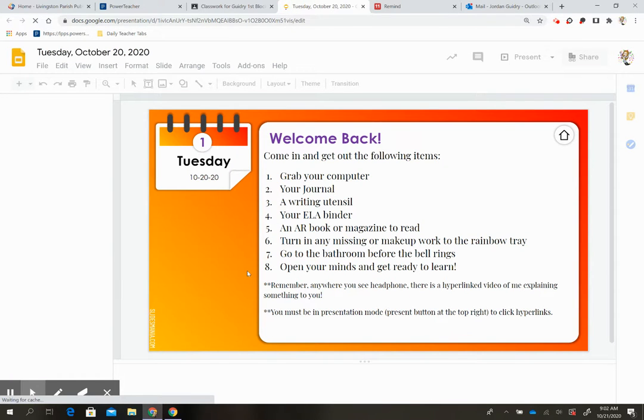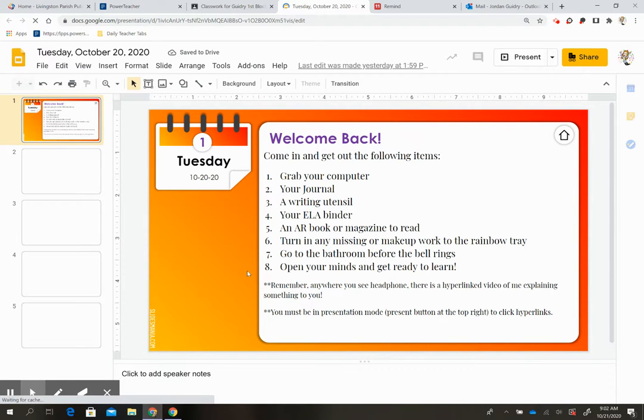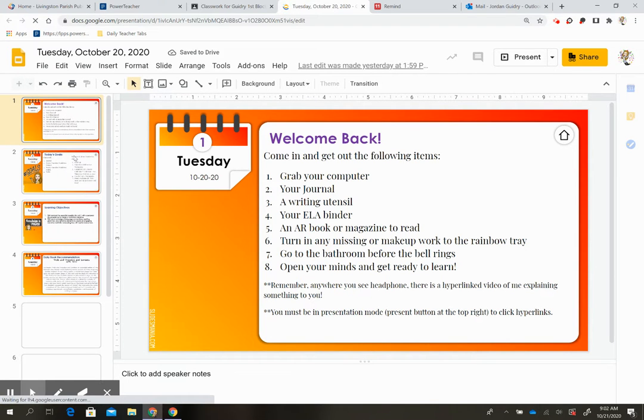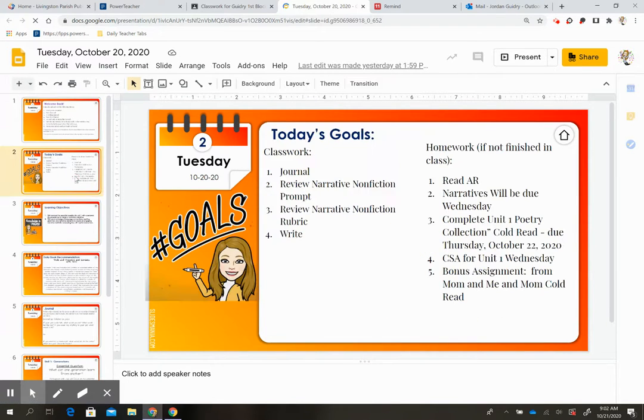Notice it's a different color. I color code them each day. Again, you can skip one. Slide 2 is going to be journal, review your prompt, review your rubric, and write. And then it tells you what to do in class.